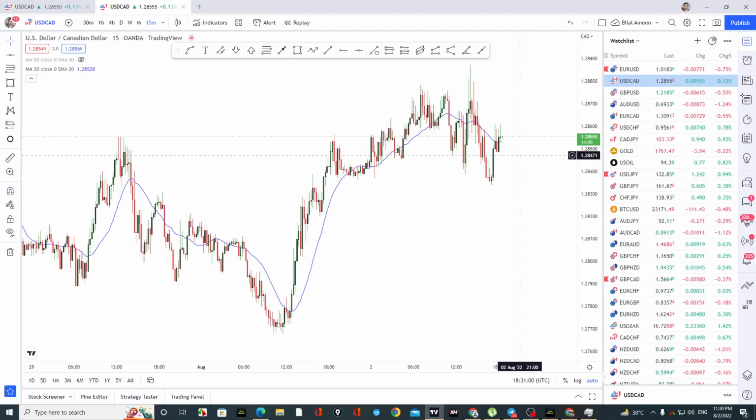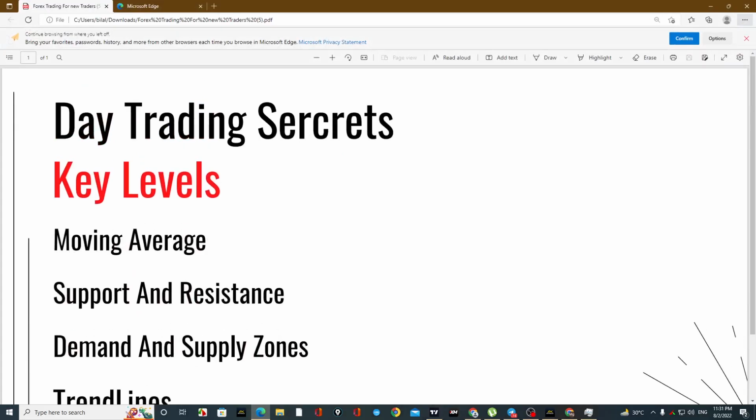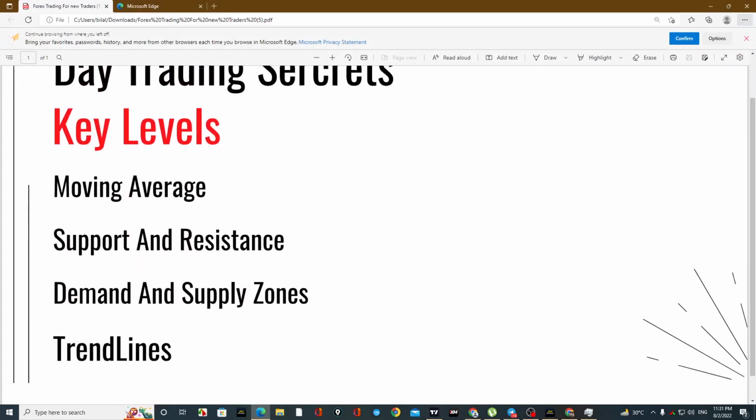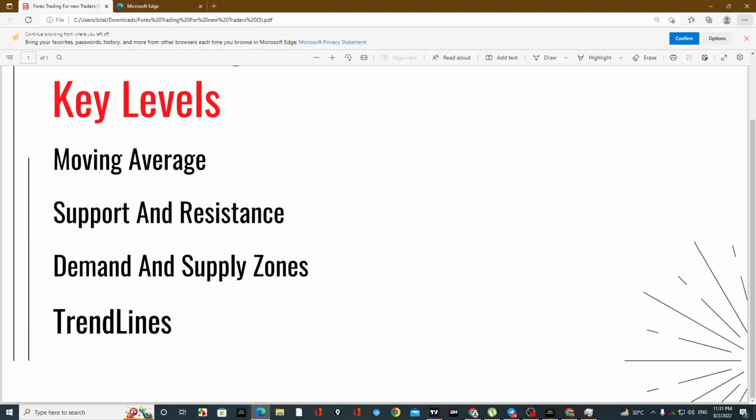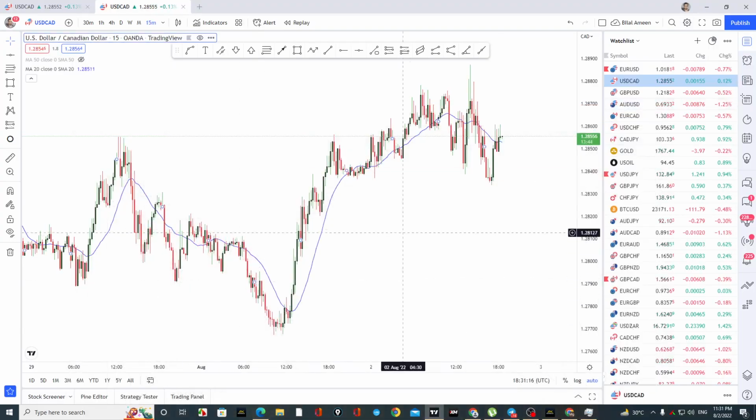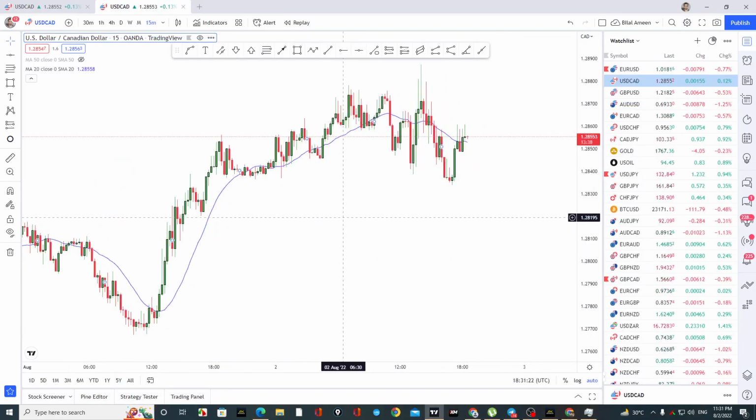So let's start. The key levels. First we will check over key levels. Day trading secrets, key levels. First we use moving average plus support and resistance, demand and supply zones plus trend lines. So we will learn these all things on a live chart. As we can see here, we also use our moving average of 20 plus the things we need to check before taking an entry in the market.